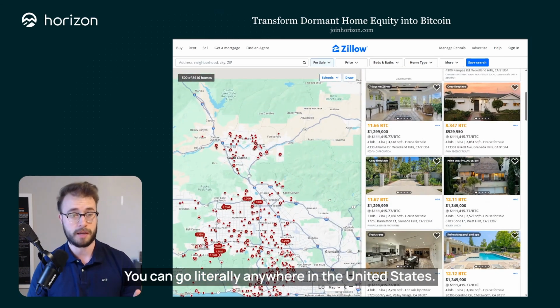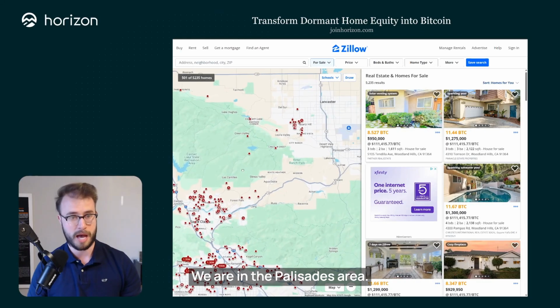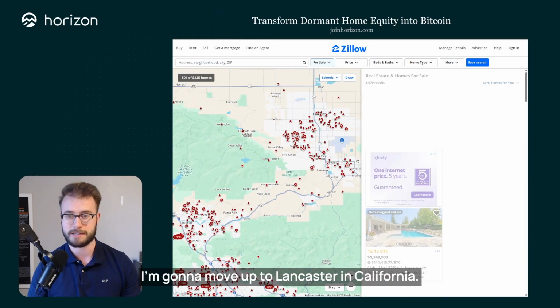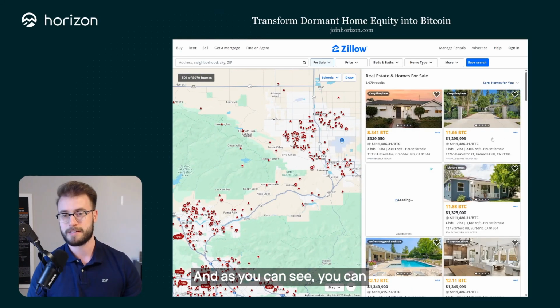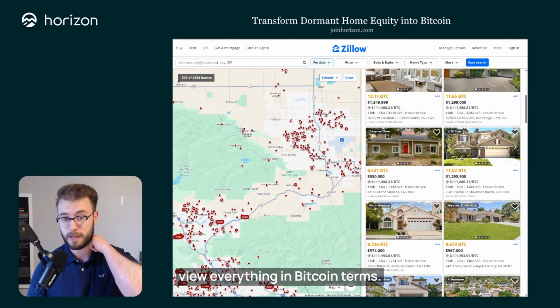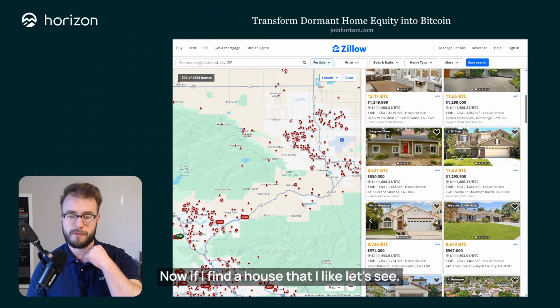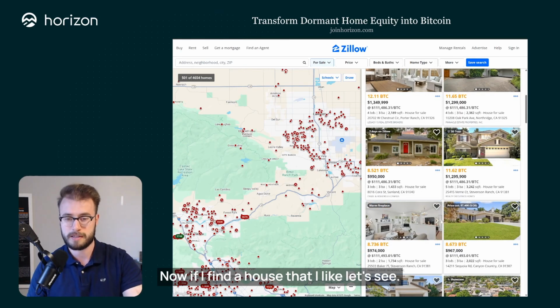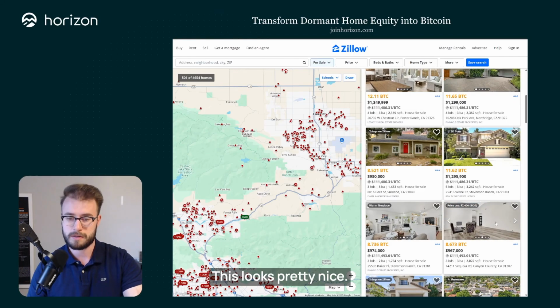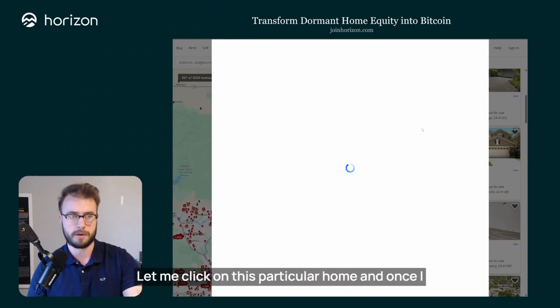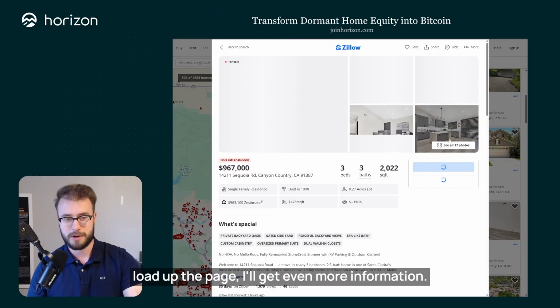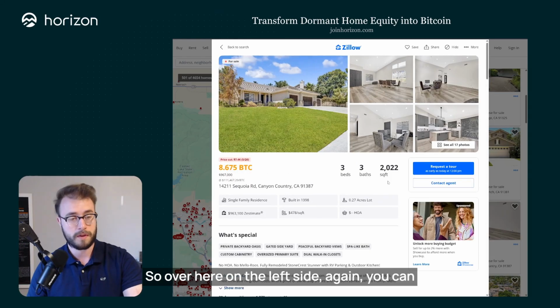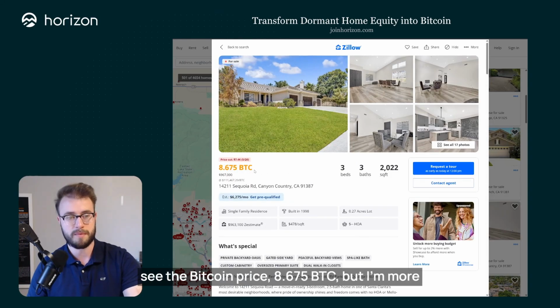You can go literally anywhere in the United States. We are in the Palisades area. I'm going to move up to Lancaster in California. And as you can see, you can view everything in Bitcoin terms. Extremely neat. Now, if I find a house that I like, let's see, this looks pretty nice, let me click on this particular home. Once I load up the page, I'll get even more information. Over here on the left side, again, you can see the Bitcoin price, 8.675 BTC.